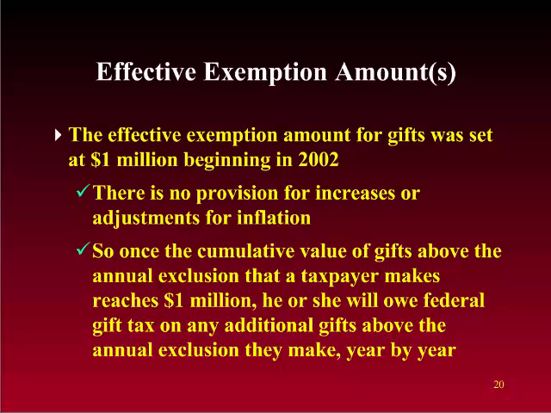There's no provision to increase or adjust the gift tax exemption for inflation, so it's just holding steady at $1 million. So once the cumulative value of gifts above the annual exclusion that a taxpayer makes reaches $1 million, he or she will owe federal gift tax on any additional gifts above the annual exclusion that they make year by year.